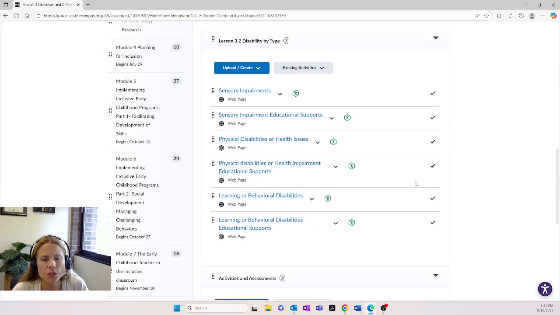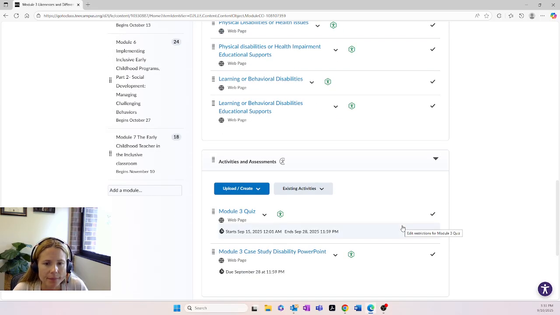Now, in lesson 3.2, I mentioned earlier that this lesson is really going to go along with your chapters in your textbook from the exceptional child. So you're going to be looking at the different kinds of disabilities, specifically the three categories. So we have the sensory impairment, the physical disabilities, and then you have the learning and behavioral disabilities. So that will go along seamlessly with that lesson with the actual chapters.